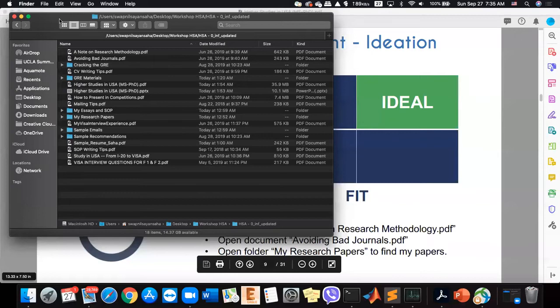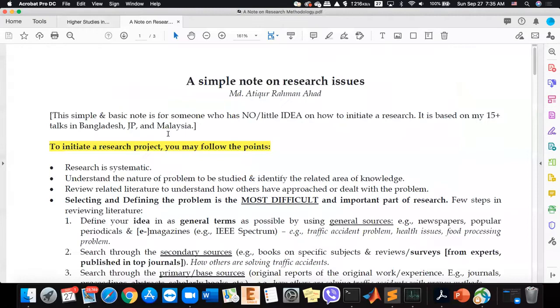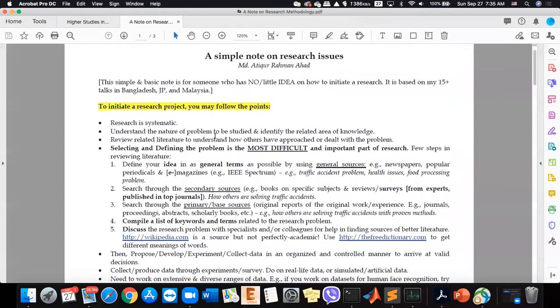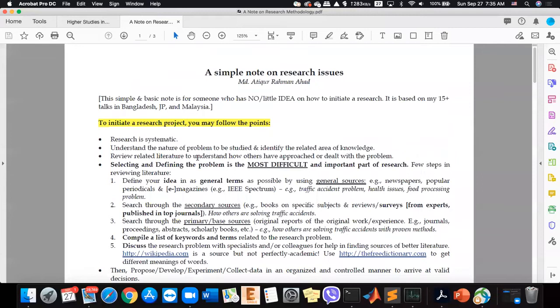So I've listed a couple of documents that I've collected over the years, so I can start and maybe take a look at those documents. Firstly, a note on research methodology. This is by my ex-supervisor, Professor Atikur Rahman Ahad. I'm going to share all these docs and link everything at the end of the presentation.